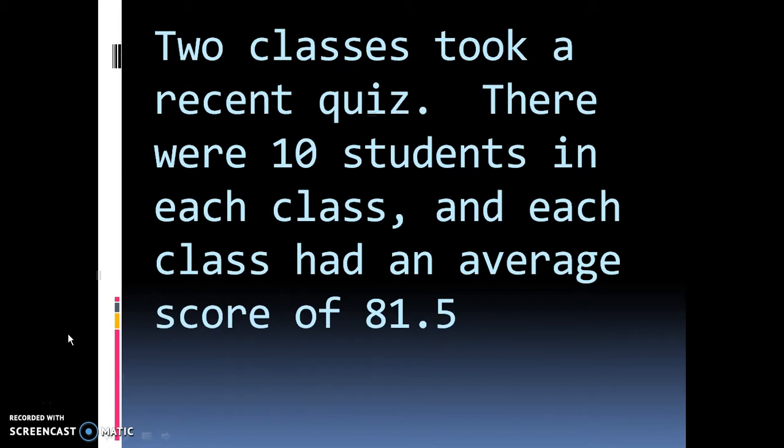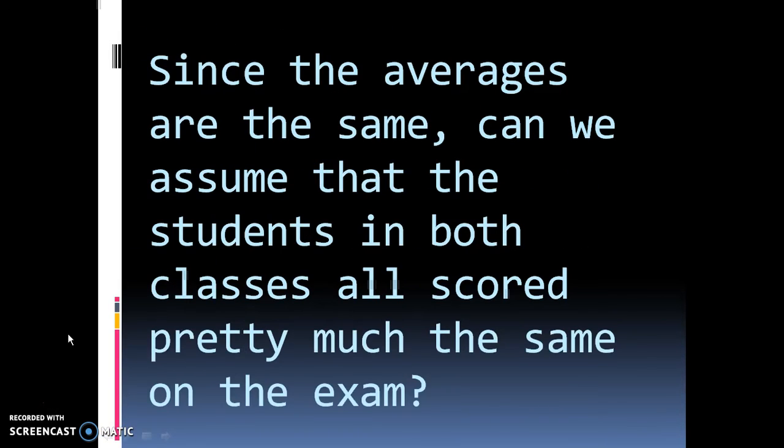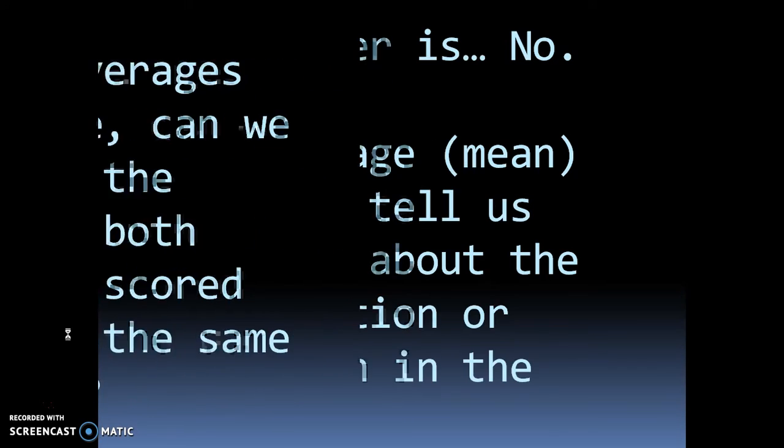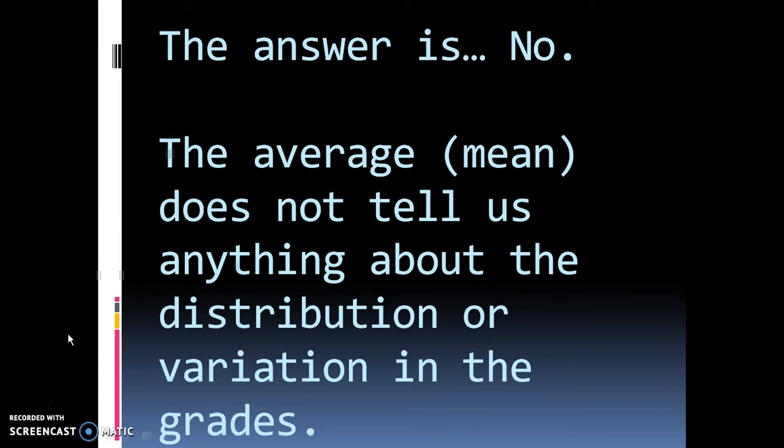Two classes took a recent quiz. There were 10 students in each class, and each class had an average score of 81.5. Since the averages are the same, can we assume that the students in both classes all scored pretty much the same on the exam? The answer is no. The average, or the mean, does not tell us anything about the distribution or the variation in the grades.